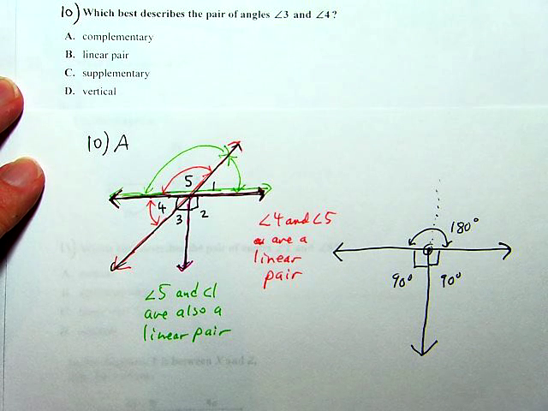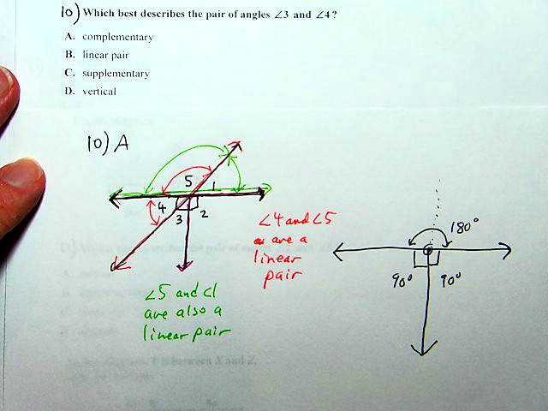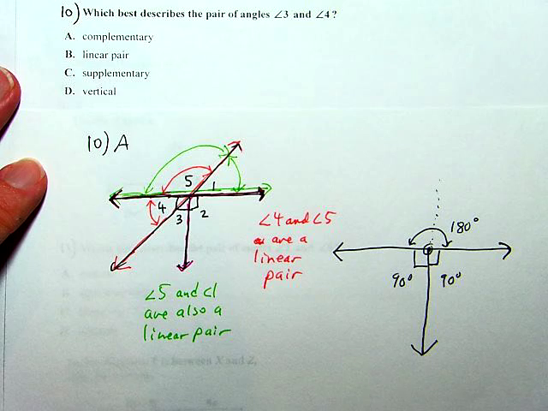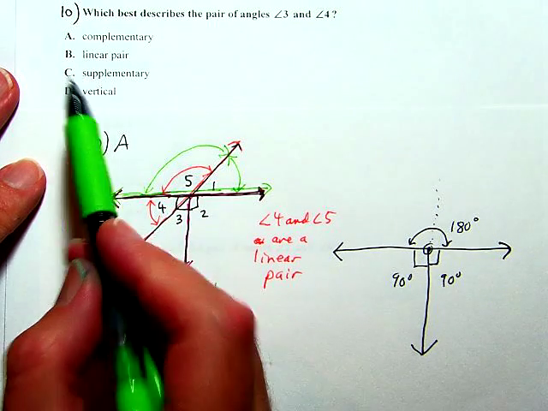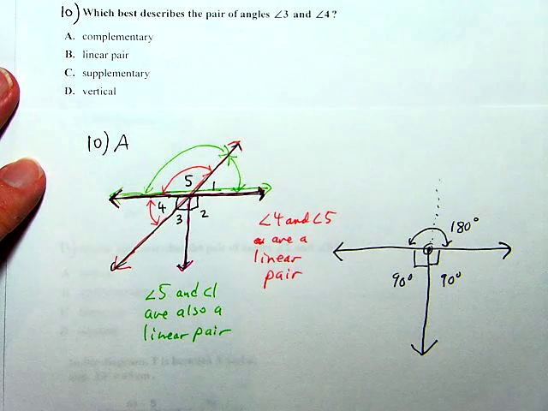Okay, good. So we've identified at least 2 linear pairs. Take a look and see if you can find any more. Right now, those are the only two linear pairs that I can see. What about supplementary angles? Let's look at the third question, supplementary angles.